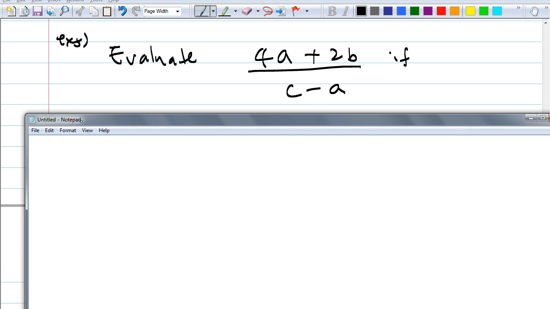Here is our example 5. If I said evaluate 4a plus 2b over c minus a, could you do this problem? Not really. What does it mean when I say evaluate? Put it to the simplest form. That will be simplify. How come I use this word evaluate instead of simplify then? Chris?